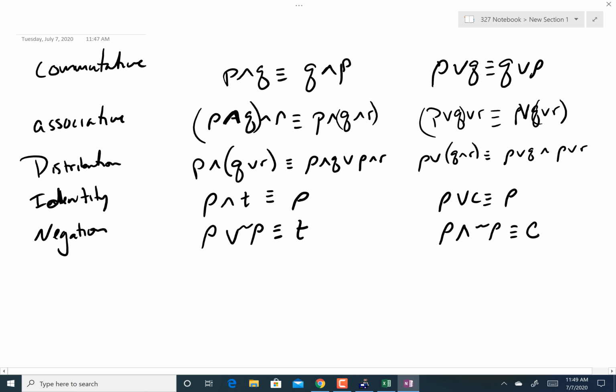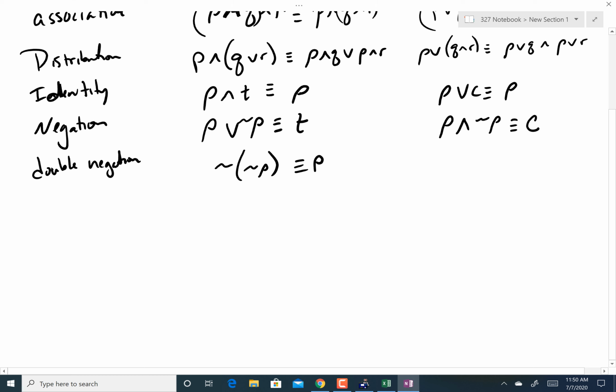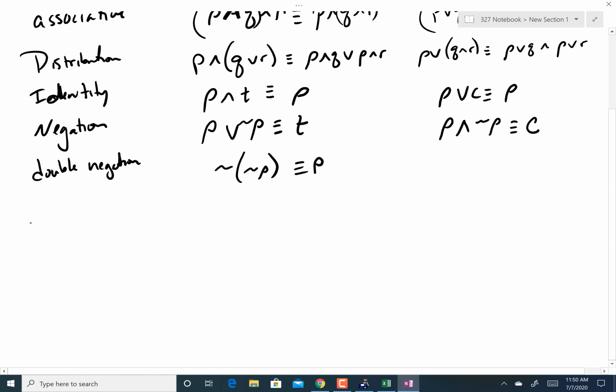So we were talking about the double negatives, or double negation. Not of not P is just P. Okay, the idempotent laws. So P and P is P. P or P is also P.